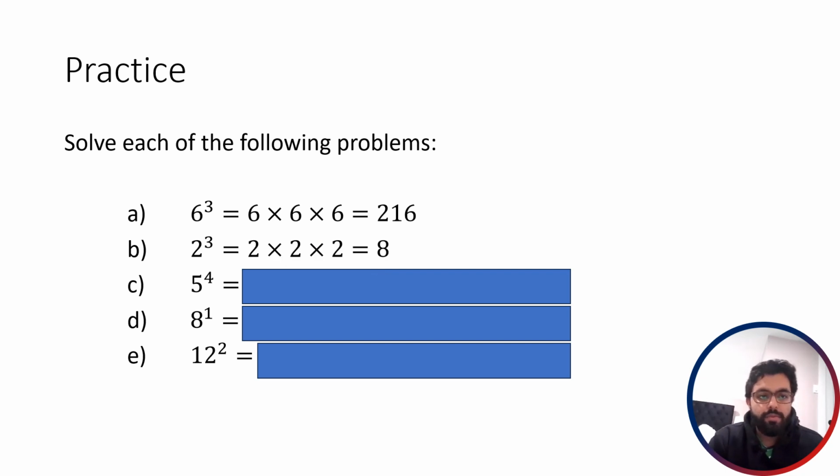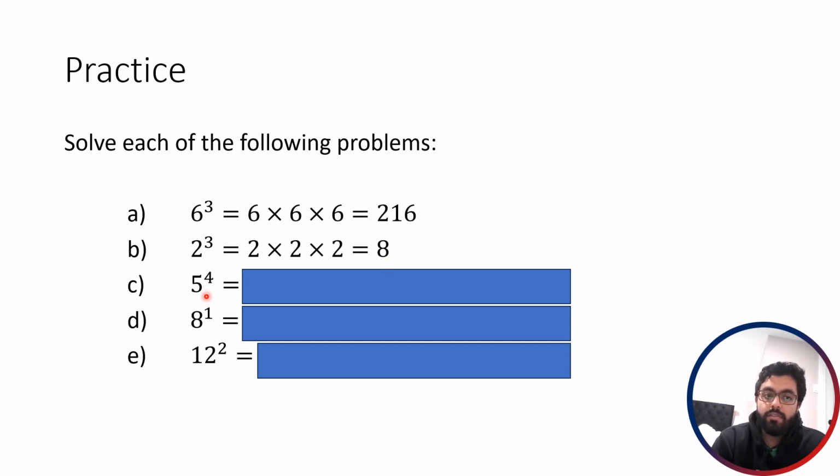The second one, we've got 2 cubed, or 2 to the power 3. So that's 3 2's being multiplied together, 2's because that's the base, 3 times because that's the exponent. So 2 times 2 times 2. 2 times 2 is 4, times 2 is 8.